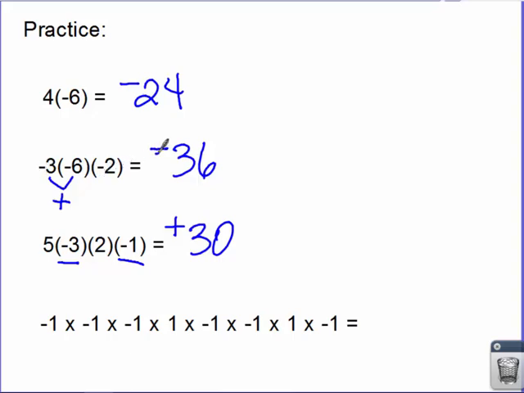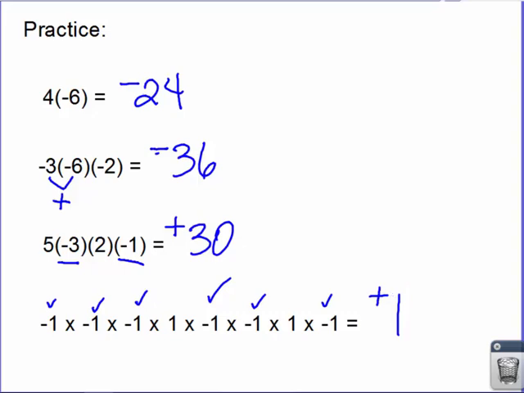And now we have this last question. The last question says, negative 1 times negative 1 times negative 1 times 1 times negative 1 times negative 1 times 1 times negative 1. Some people say I should be an auctioneer, but I'm not. So we multiply the problem. We got to have all those ones. Well, all those ones are going to give me 1. And now we count the negatives. I've got 1, 2, 3, 4, 5, 6 negatives. So the 6 negatives make this a positive 1. And that's how you multiply integers.